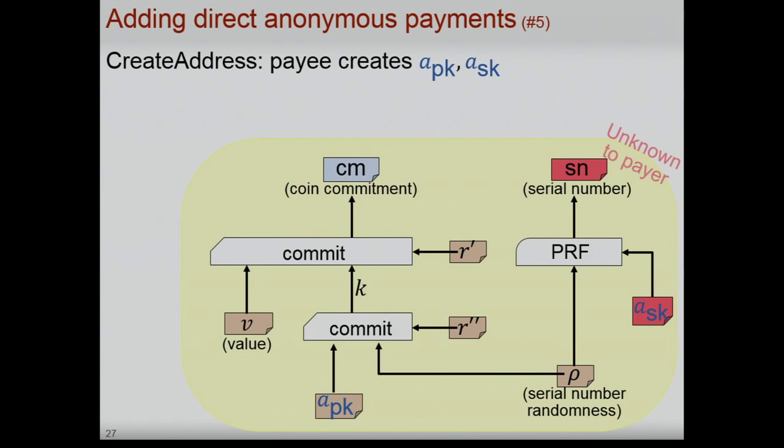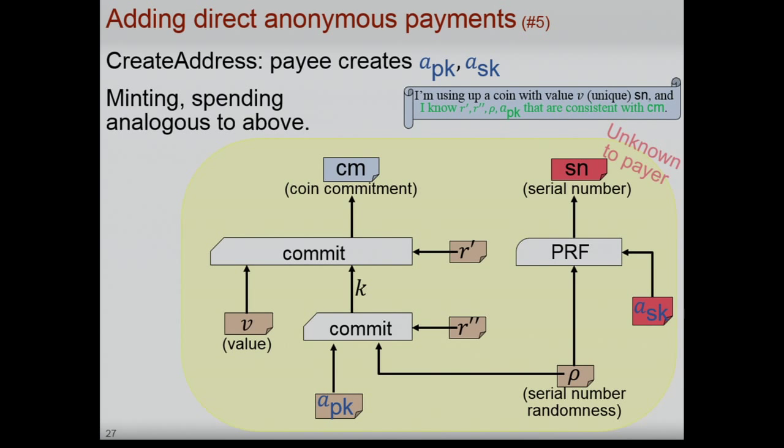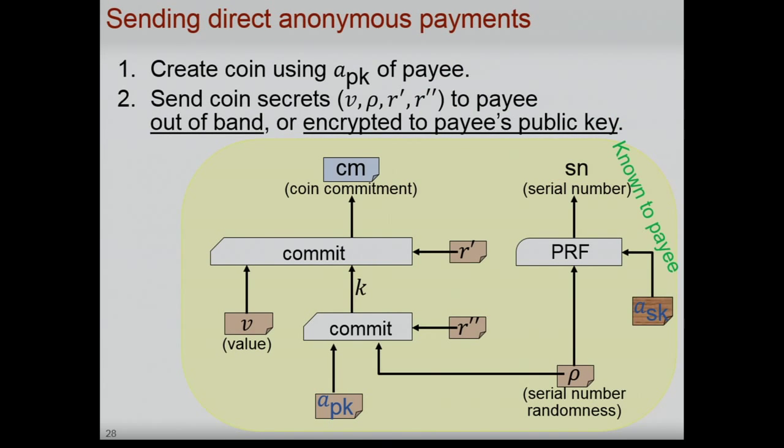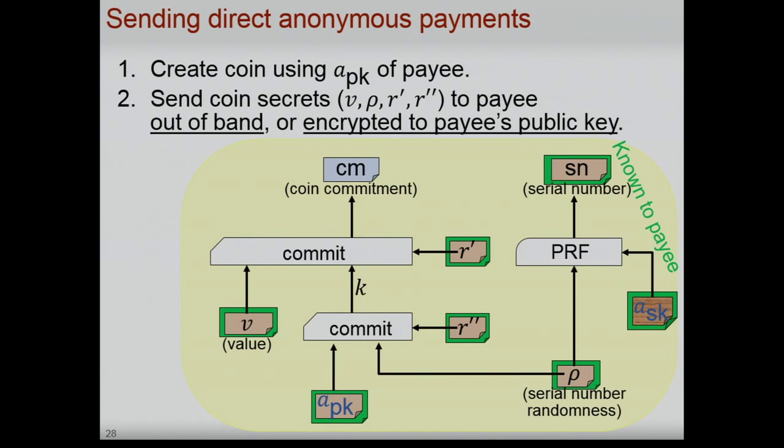It's pretty tricky, and well, you can set things up so that minting and spending are analogous to above. Basically, to use up a coin, you create a zero-knowledge proof that the values you have are consistent with some commitment in the past, and you reveal the serial number so everybody makes sure you're not double spending. And the recipient can decrypt using his secret key, and thereby get all of the values needed for them to use up that coin.